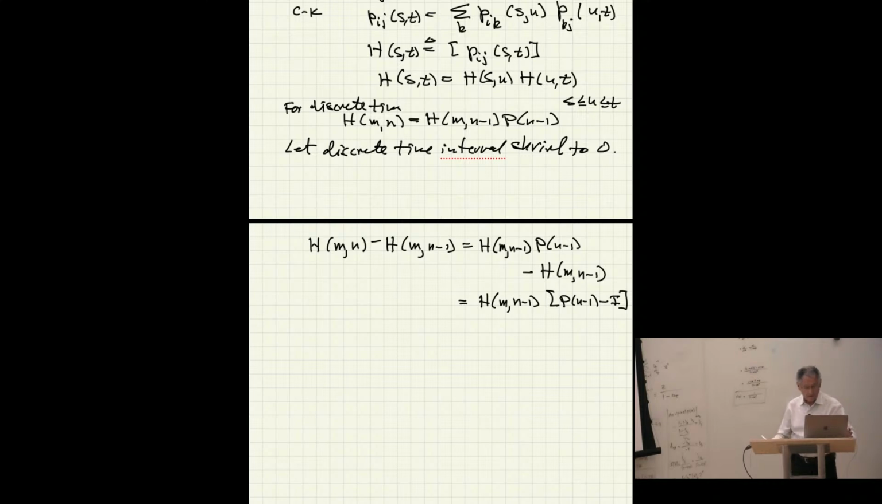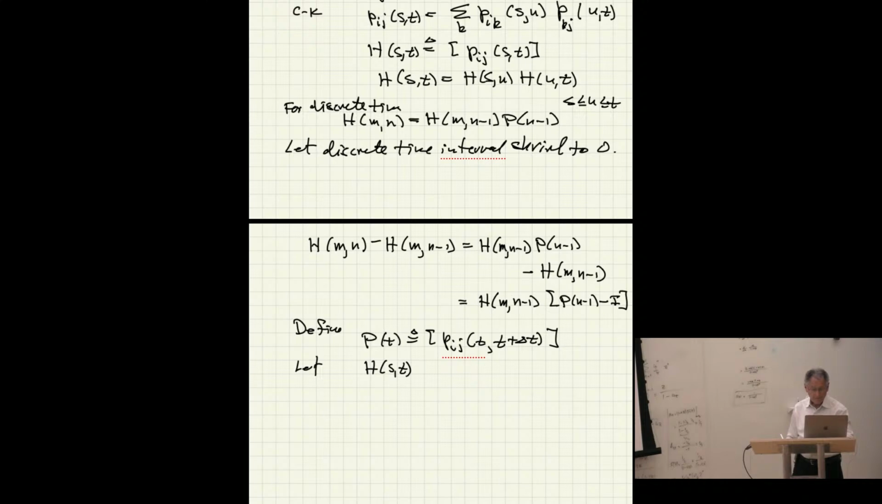Okay. Now I want to make a definition now. Define P of t, this continuous variable, as a set of matrices, set of elements in this matrix, which are the Pij's of t and t plus delta t. And I'm going to let h of s and t be the limit of h of m and n as delta t goes to 0.